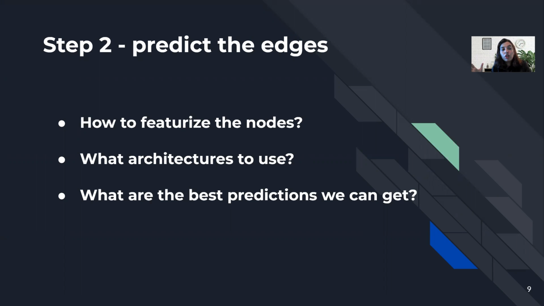Finally, we were left with some questions. What do these important nodes mean? Will two nodes be connected if they have certain features, and what do these features mean? How to featurize the nodes, what learning architecture to use, and what are the best predictions that we can get?